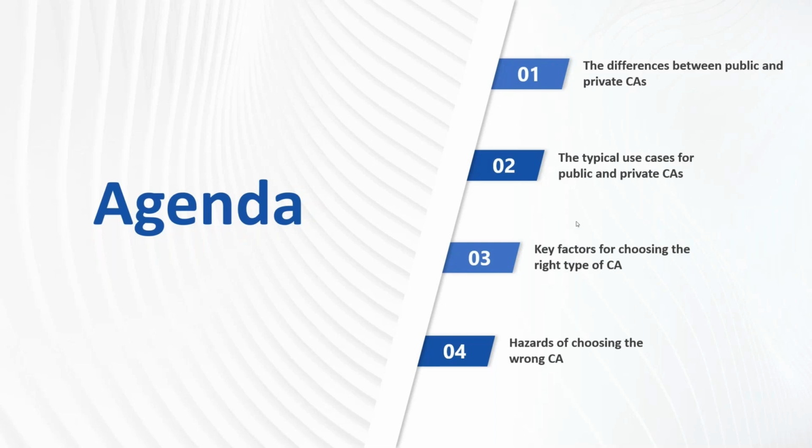All right. So the topic of this webinar is to talk about when to use public and private CAs, and we'll explain the difference between the two, when to use them, and how to choose between them. Some of the advantages and risks of going with one or the other of these types of CA. Before we do that, though, let's you and I just take a minute and talk about why we're discussing this now.